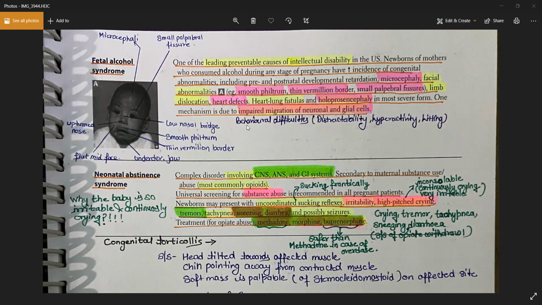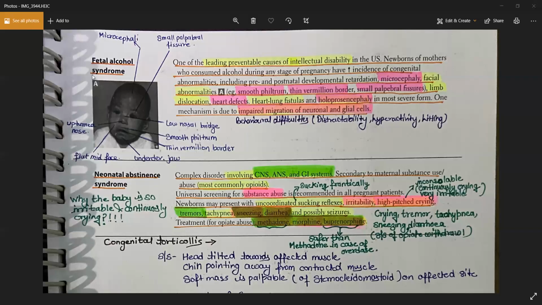So whenever you see a patient having ADHD, you will do the examination. You will check whether the patient has a history of alcohol use in the pregnancy. On the examination, you will find these kinds of features. Then you will diagnose them with fetal alcohol syndrome, not primary ADHD. Most commonly you will encounter these patients with ADHD, with difficulties in focusing, in hyperactivity, in hitting.